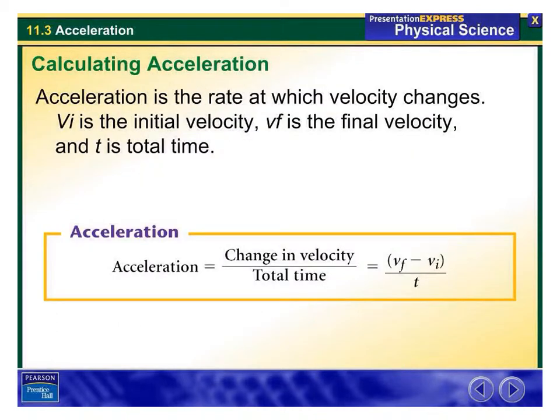We can find acceleration using this formula, in which Vf stands for your final velocity minus Vi, your initial velocity, divided by time. Technically, this formula should be change in time, represented by a delta, but for this introductory course to physics, we will simply put time.